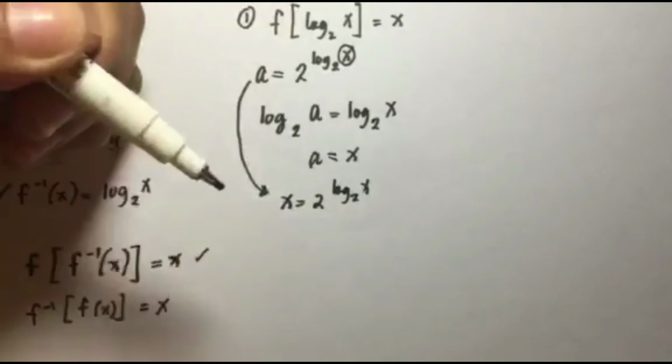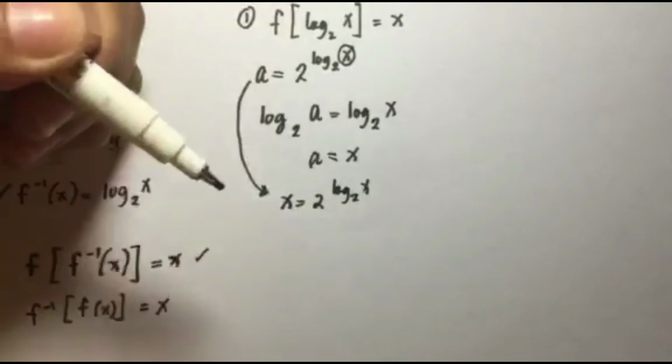And then gawin natin sila magkaparehas na base. So 64 can be written as 4 raised to 3. Then bring down 4 raised to x. Since 4 equals 4, therefore x equals 3. So therefore the value of x here is 3. So the logarithm of 64 to the base of 4 is equal to 3. Okay, next.